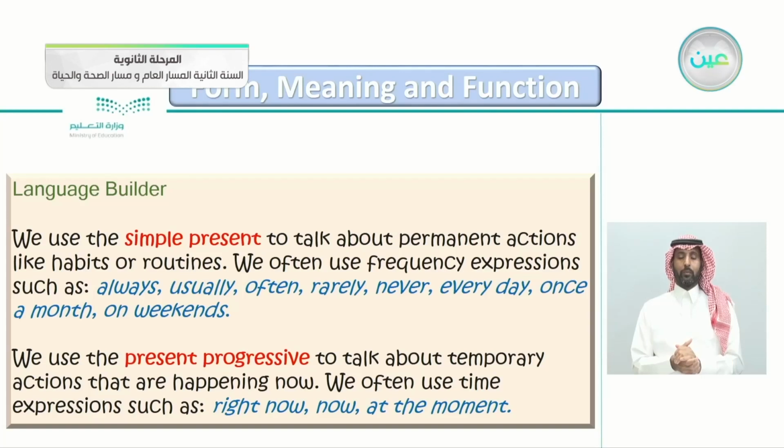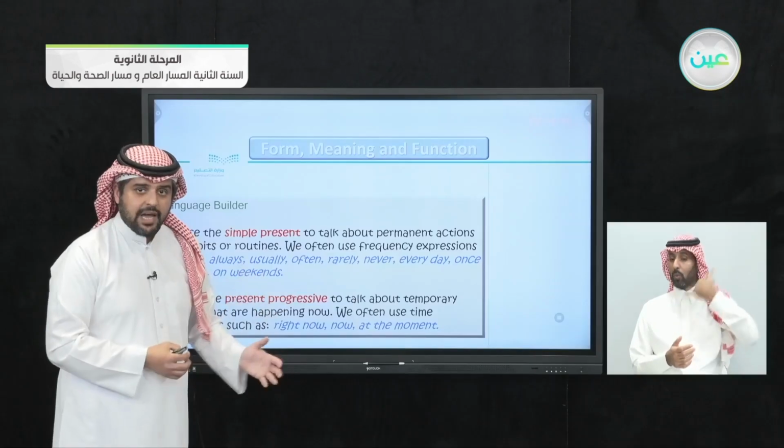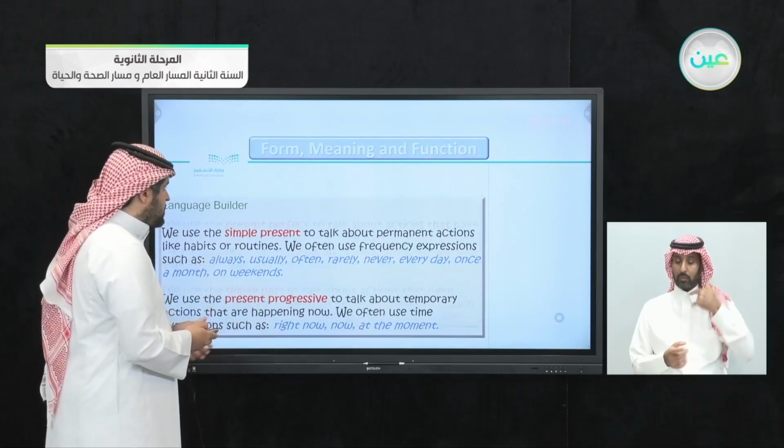Here's a language builder for you. We use the simple present to talk about permanent actions like habits or routines. We often use frequency expressions such as always, usually, often, rarely, never, every day, once a month, on weekends. We also use the present progressive to talk about temporary actions that are happening now. We often use time expressions like right now, now, at the moment. When you say, for example, I'm talking on the phone right now. So this is a time expression with the progressive.